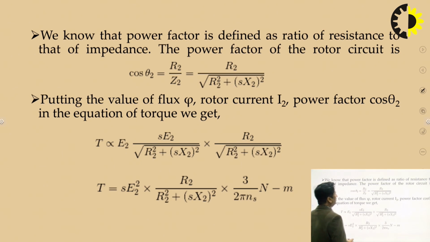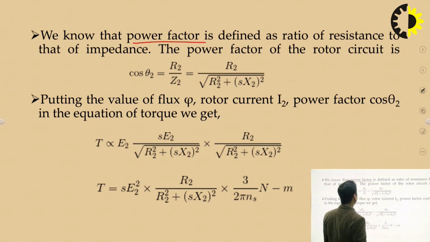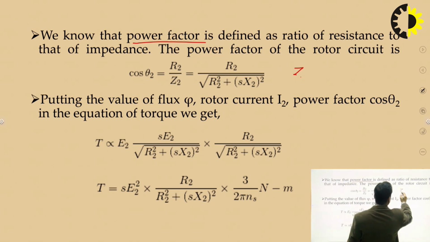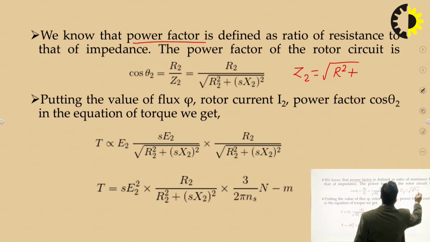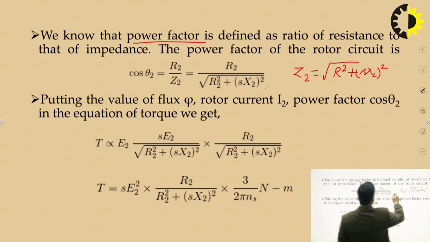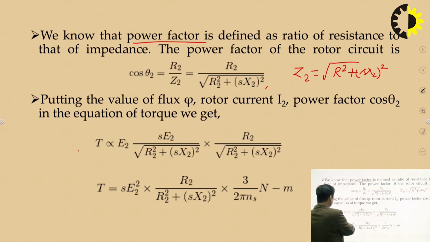Secondly, the power factor. We know that the power factor is given by the ratio of the resistance to the impedance. So resistance is R2, impedance is Z2. So again R2 upon the impedance Z2, which we already defined as the square root of R2 square plus (S X2) square under running conditions. You just put the value over there, and this is the torque equation.